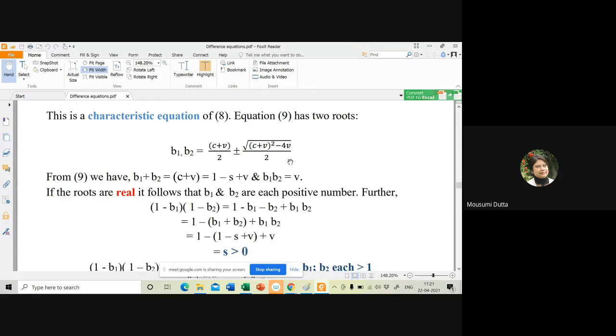And we have to talk about the product of two roots, b1 into b2. So what is the general formula for the product of roots? c by a. Here c is v, so v by 1, that is v. Next, if the roots are real, it follows that b1 and b2 are each positive numbers.